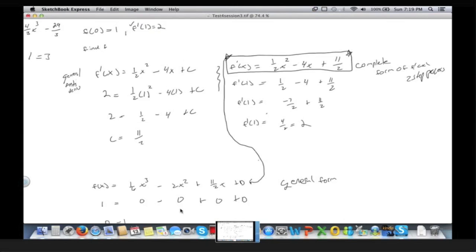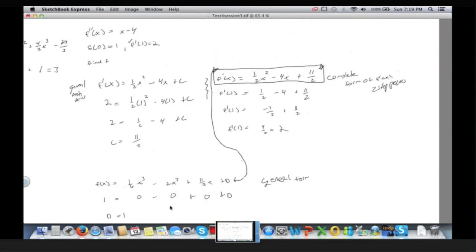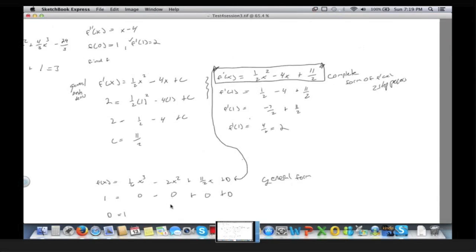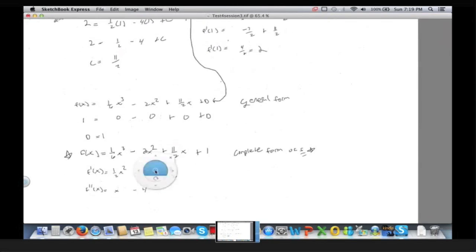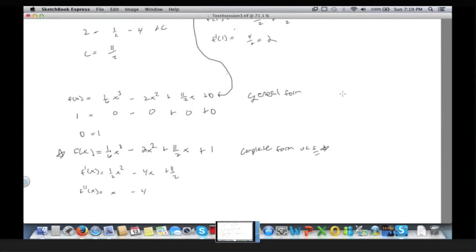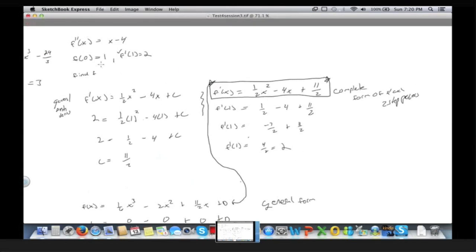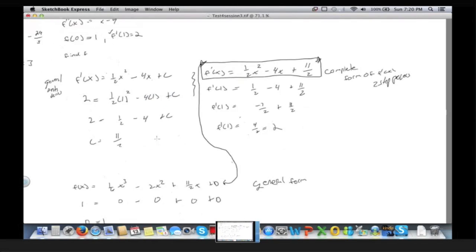Good. Now we should be able to go back to the 3 pieces of information we were given at the start and check all 3 of those pieces of information. Okay, so they gave us f of 0 equals 1. So here's our complete form of f. If we plug in 0 for x, 0 minus 0 plus 0 plus 1 means f of x equals 1, which is true. Good. And so we can put a check mark there to show that we checked that.